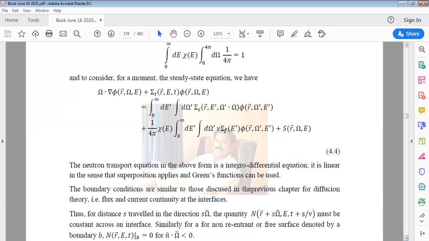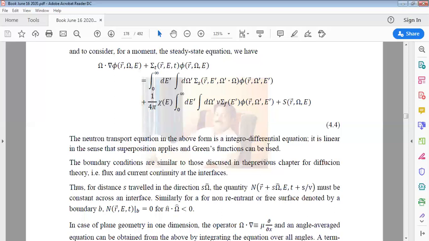Now, the mathematical properties of this equation are that number one, it's an integro-differential equation. Number two, it's first order. Number three, it's linear. Linear is a very important property of the transport equation. Linear means that if you've got three sources, and first you solve it for S1, obtain phi1, then you solve it for S2, obtain phi2, then you solve it for S3, obtain phi3, then the solution for all three sources will be phi1 plus phi2 plus phi3. So that is another property of this equation.